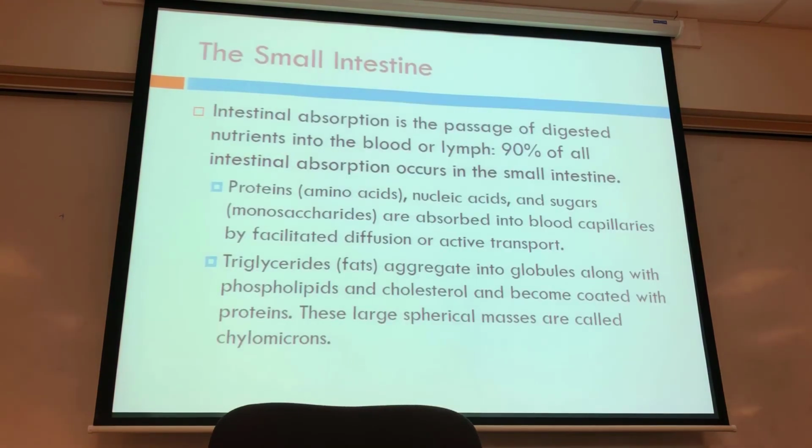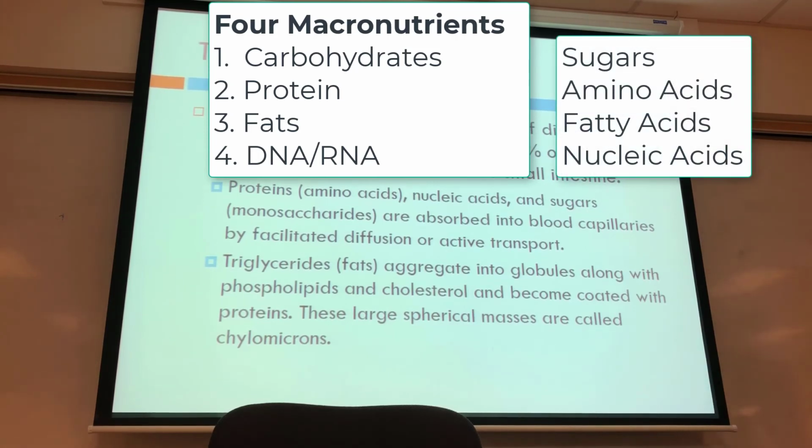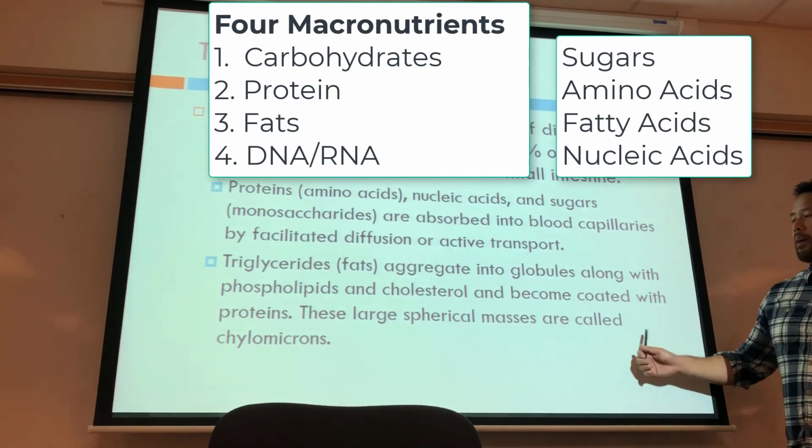How do we absorb the things that we've already broken down? We've taken our carbohydrates and broken them down into glucose molecules, glucose and other monosaccharides. We have our proteins that are present in our food that get broken down to amino acids or smaller peptides. And then we had fats that were broken down into fatty acid molecules, but a good chunk of the fats were also emulsified by bile.